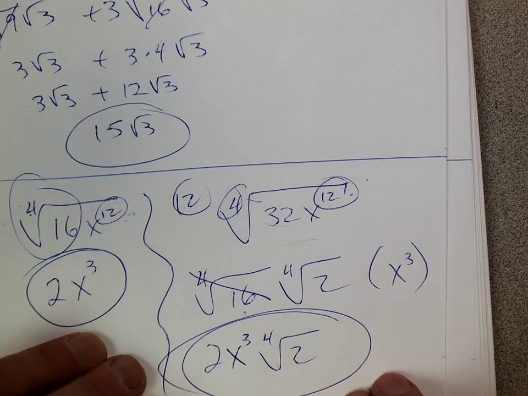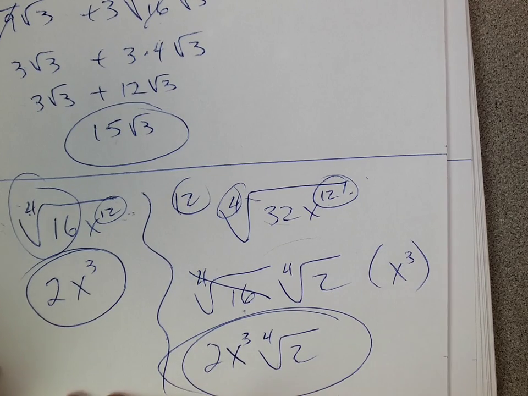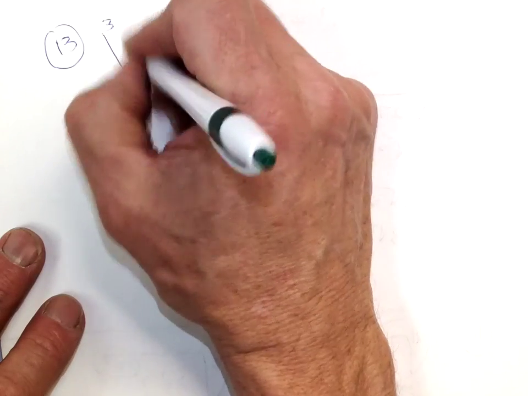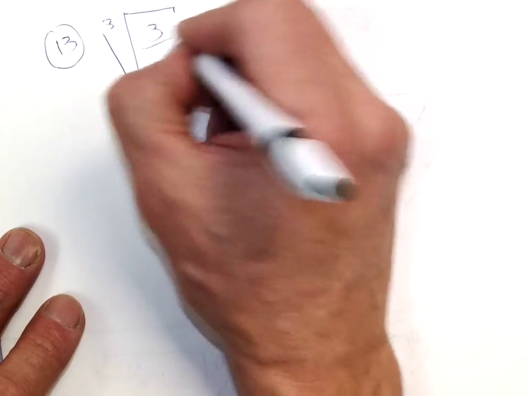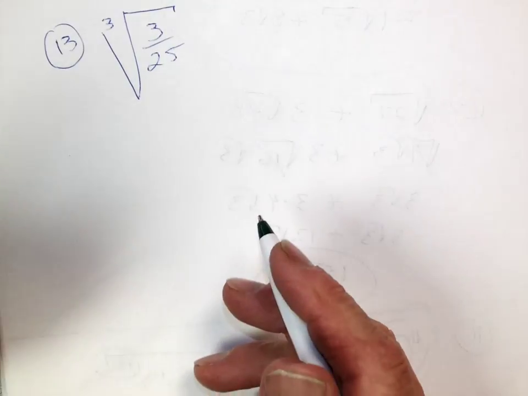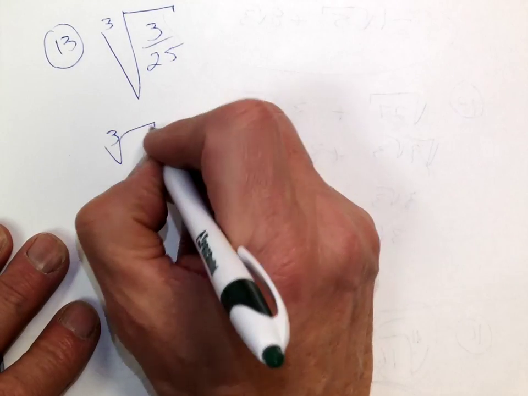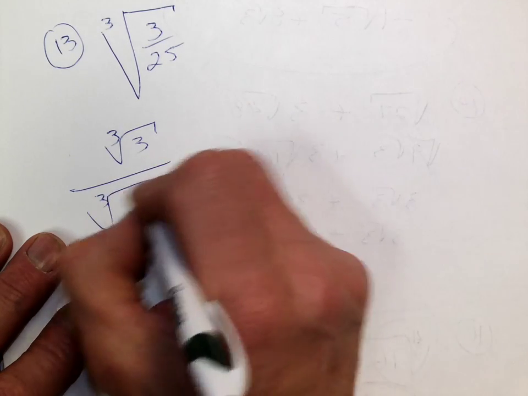Okay, number 13 was on our warm-up. I did it on purpose so we'd understand it again. I'm going to flip my page. And number 13. I've got the cube root of 3 over 25. So let me rewrite it as two separate roots: cube root of 3 over the cube root of 25.